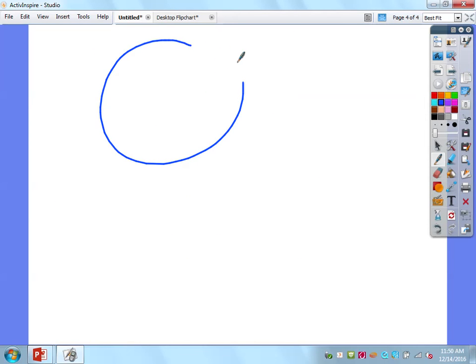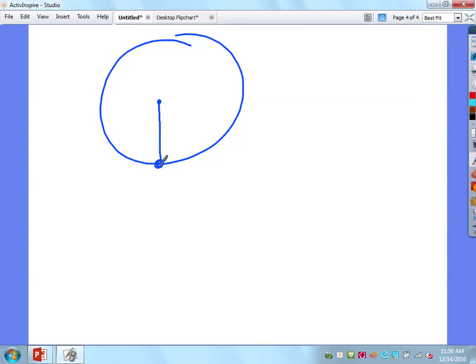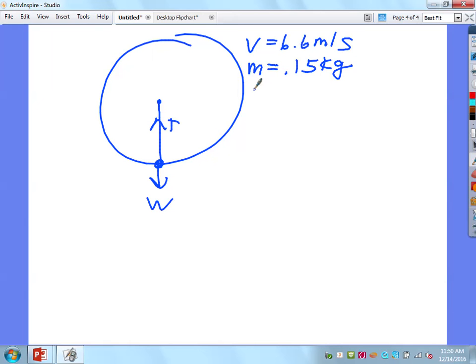So now I'm looking at the bottom of the circle. That means tension points up, weight points down. Velocity is 6.6 meters per second. All the numbers are still the same, 0.15 kilograms. Radius is 1.1 meters. 1.1, right? Yeah, 1.1. All right.